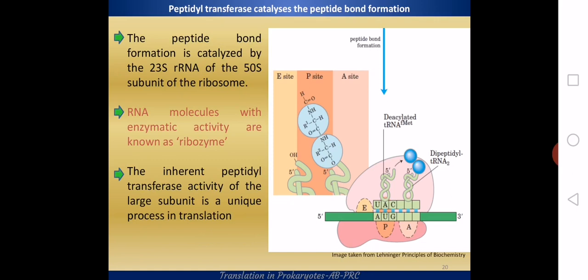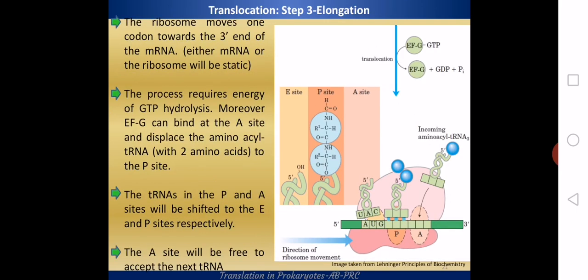The first one was the 16S rRNA, which is found in the 30S subunit, helping in the attachment of the mRNA precisely to the P site to locate the AUG. The second rRNA, 23S rRNA, is again a much more important reaction. That means the peptide bond formation is catalyzed. Clear? Now the third step of elongation, the translocation.